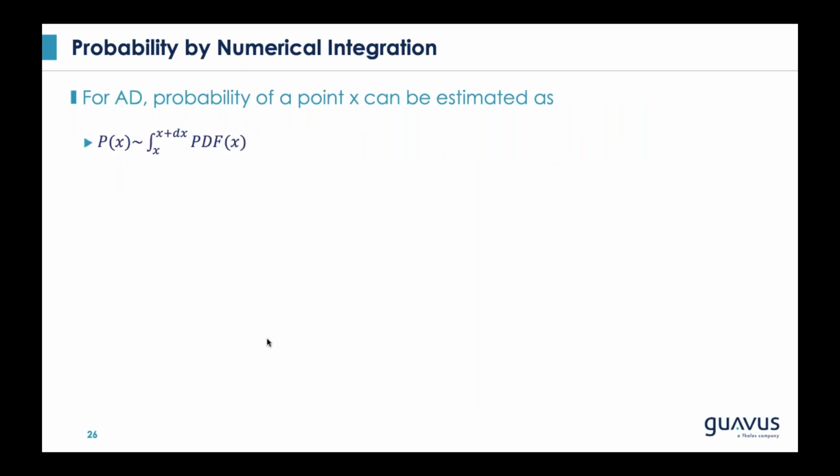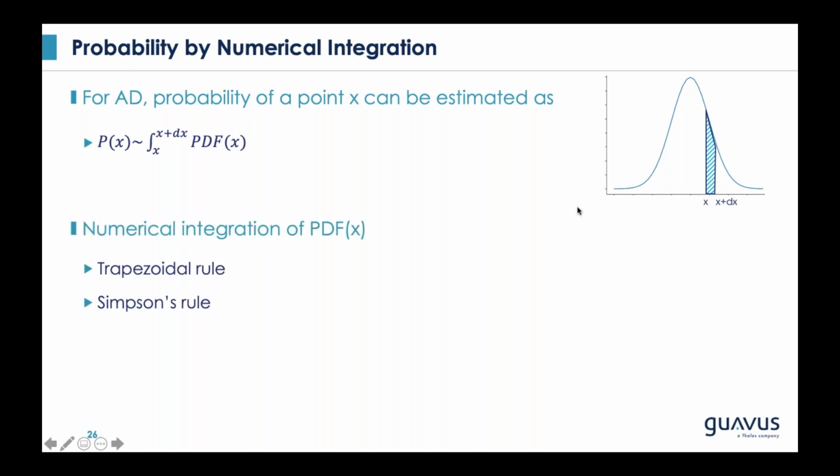We can estimate the value of x by doing a small integration. Take a very small dx after x and integrate from x to x plus dx of the PDF function. This will give you an estimate of the value. Whatever the PDF is, if I do a small integration over a small delta interval and see the value in between, it will give you an idea. This is my last slide, and I'm just concluding after that.